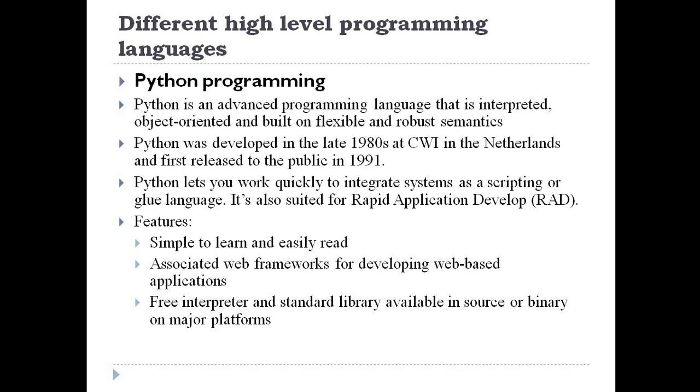The next is Python. So Python is a more advanced programming language that is interpreted, object oriented and has built-in flexible and robust semantics. It was developed in the late 1980s at CWI in the Netherlands and first released to the public in 1991. Python lets you work quickly to integrate systems as a scripting or glue language. It is suited for rapid application development. So rapidly developed applications were developed using Python.